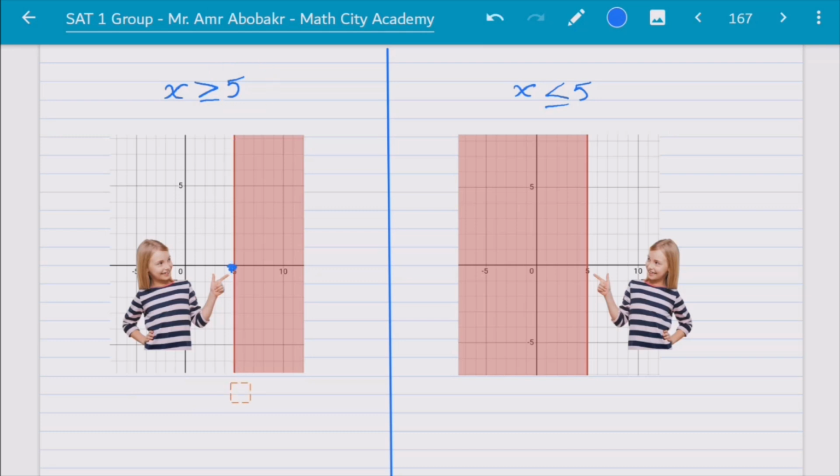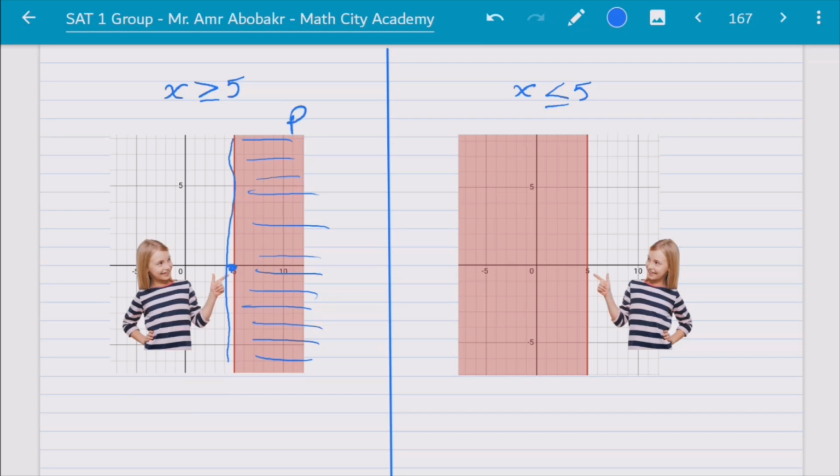But is this a continued line or a cut line? This will be continued, a full line like this, because we have greater or equal. So which area will we color, right or left? This is greater than, so I'll color or shade the area that lies to the right of the line.